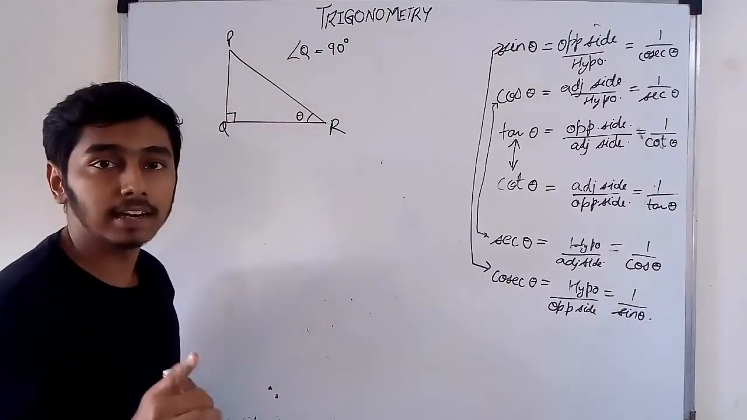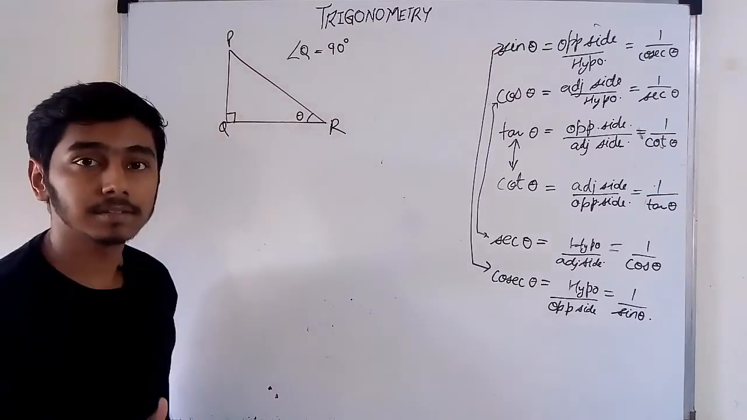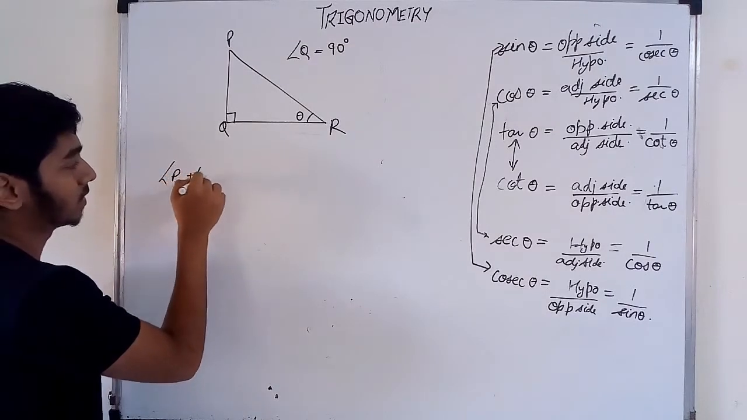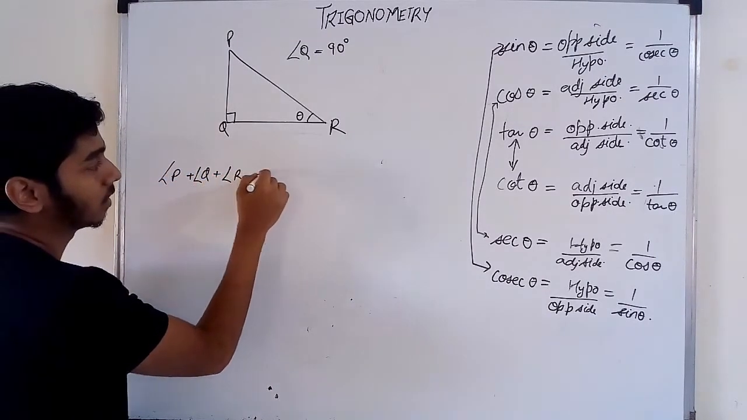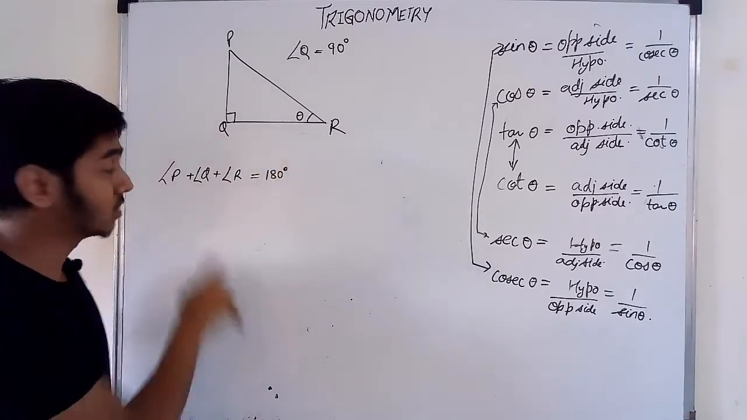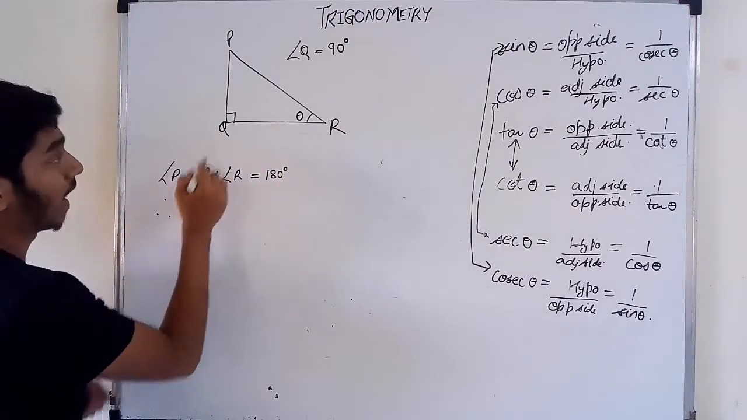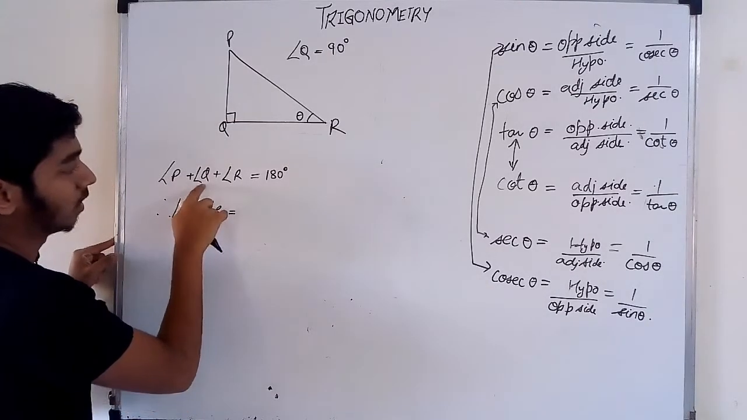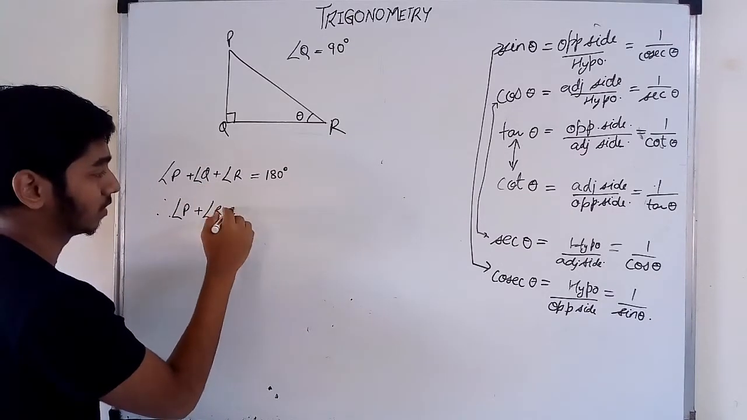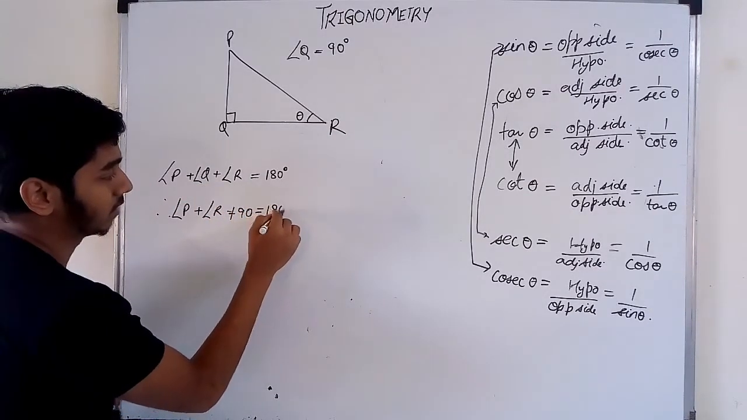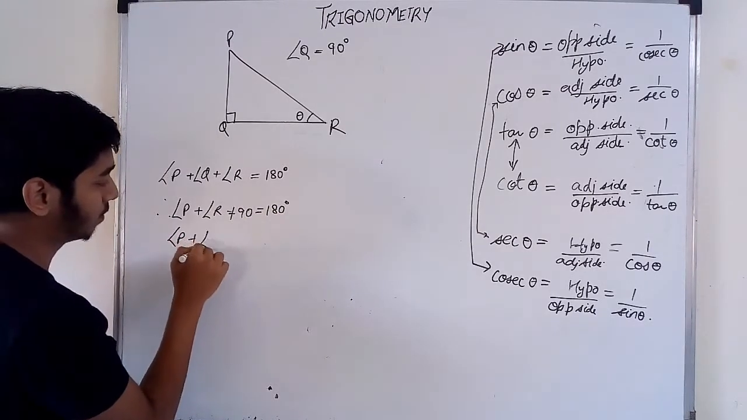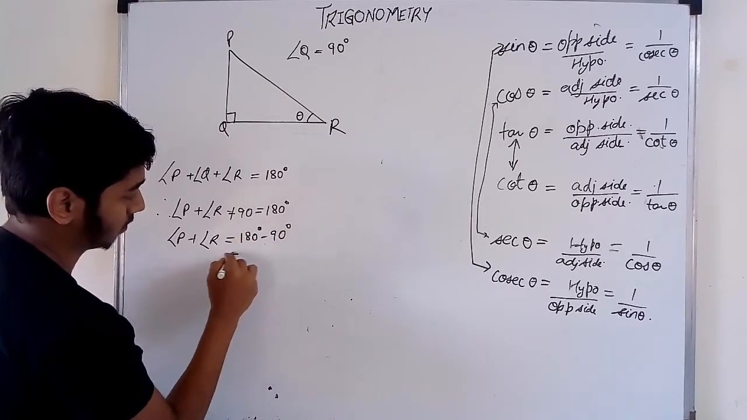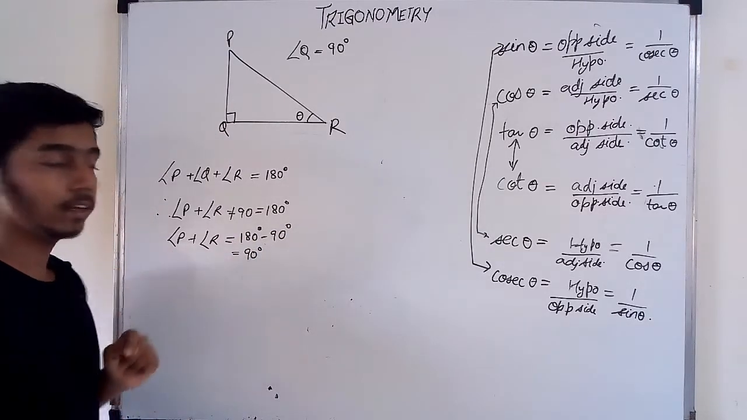If one of the angles is 90 degree, what will be the sum of the other two angles? 90 degree, of course. Why? Because you know that angle P plus angle Q plus angle R equal to 180 degree, since the sum of the angles of a triangle is 180. Therefore, angle Q is 90, so let's substitute: angle P plus angle R, there is 90 which we substitute here, equal to 180. Therefore, angle P plus angle R is 90 degree. Yes or no?